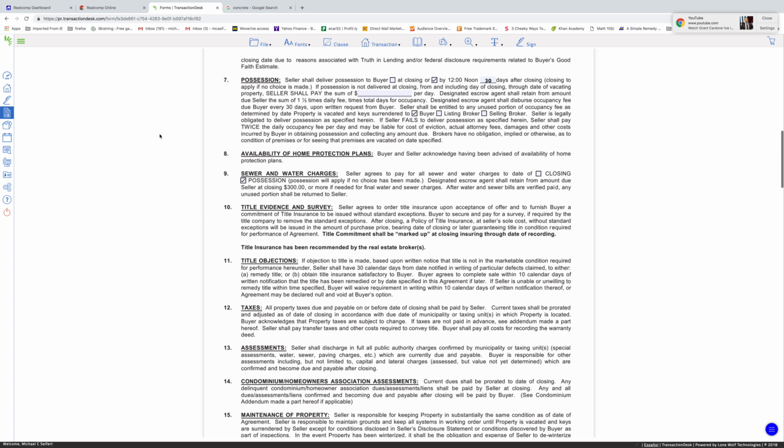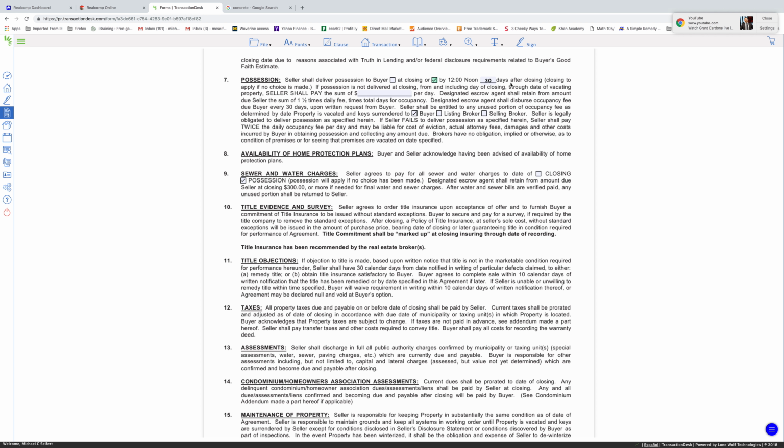Number 7, possession. This is very important to pay attention, especially if you're an agent. Please calculate the sum per day, the amount per day they're gonna pay in rent. So here's how this works. Seller shall deliver possession to the buyer sometimes at closing, which is right here. If it's a vacant home, they can get it right away. Sometimes the homeowner might say, hey, I need 30 days to get out of the house. So if it's 30 days, now the buyer is going to purchase the home, but the seller is going to still be there for 30 days.